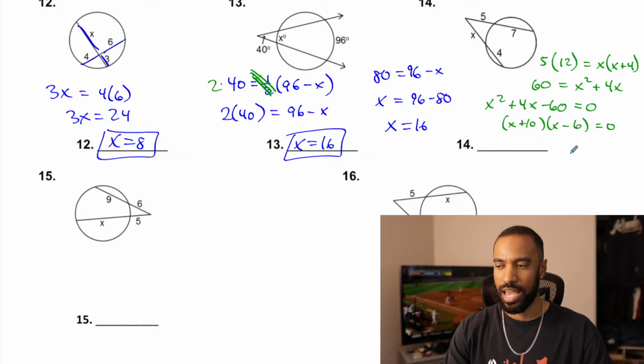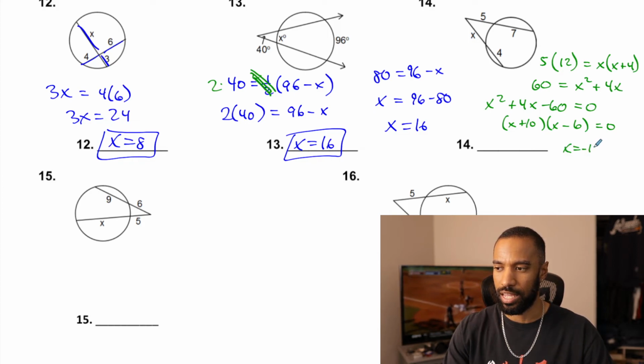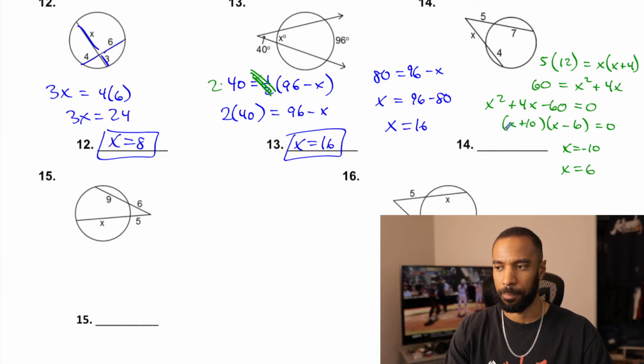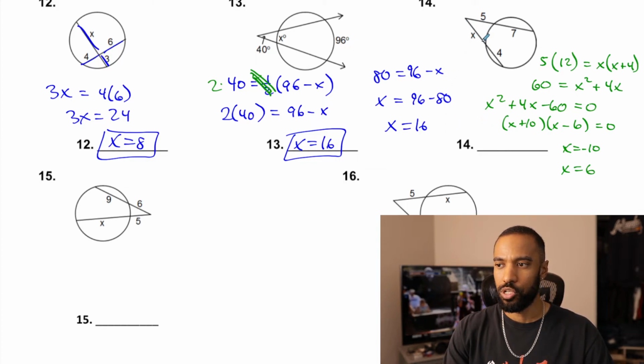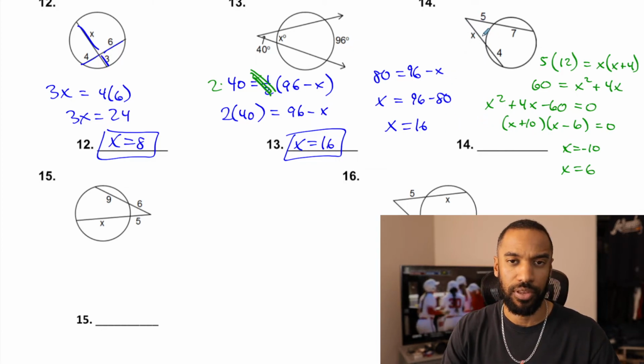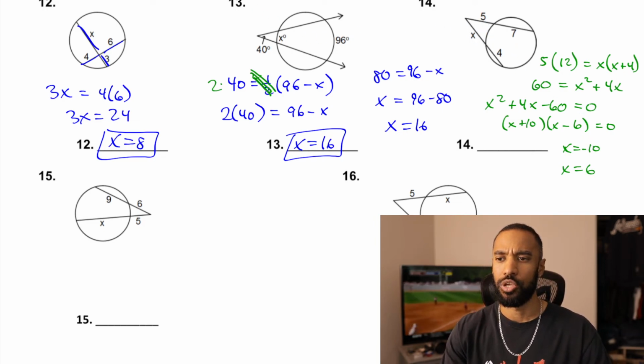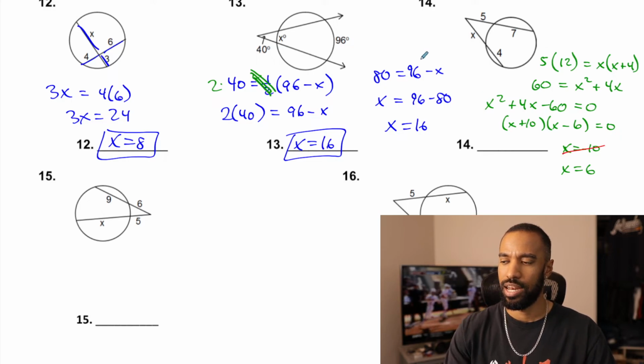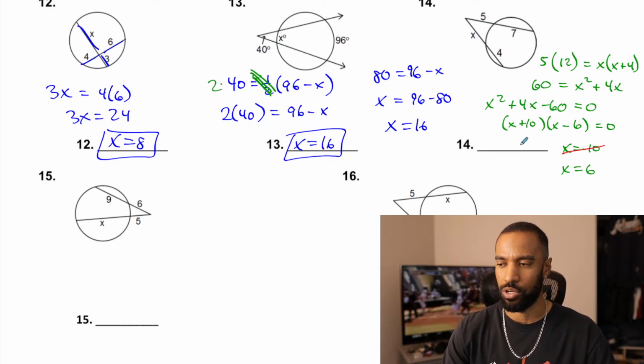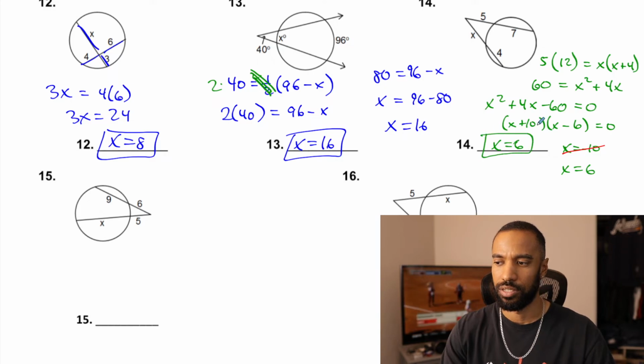If x plus 10 equals 0, then x equals negative 10. If x minus 6 equals 0, then x equals 6. If I substitute 6 into here, all's good. I have a positive length. If I substitute negative 10 into here, that's all bad. I have a negative length. You cannot have negative or 0 lengths. Negative 10 is extraneous. Negative 10 does not work. X equals 6, however, does. That is the answer and the only answer.